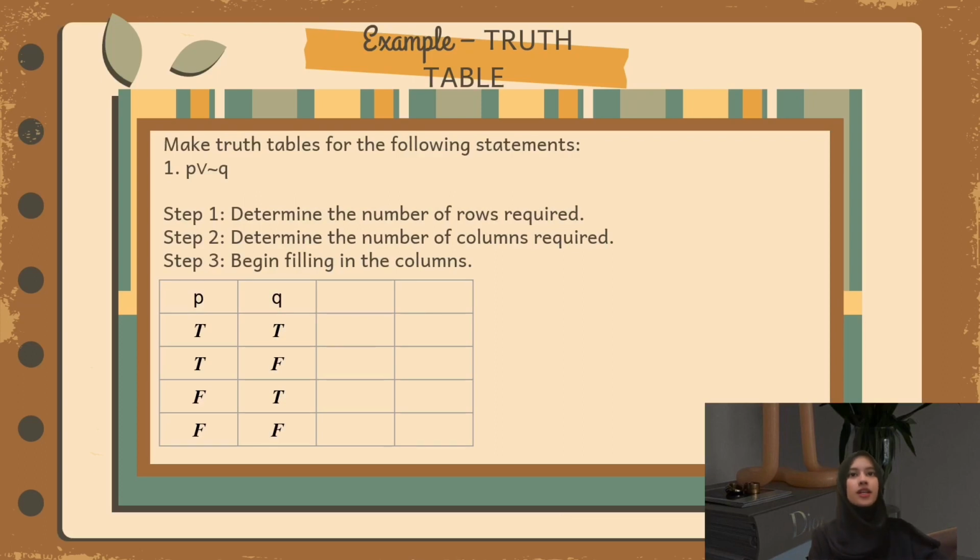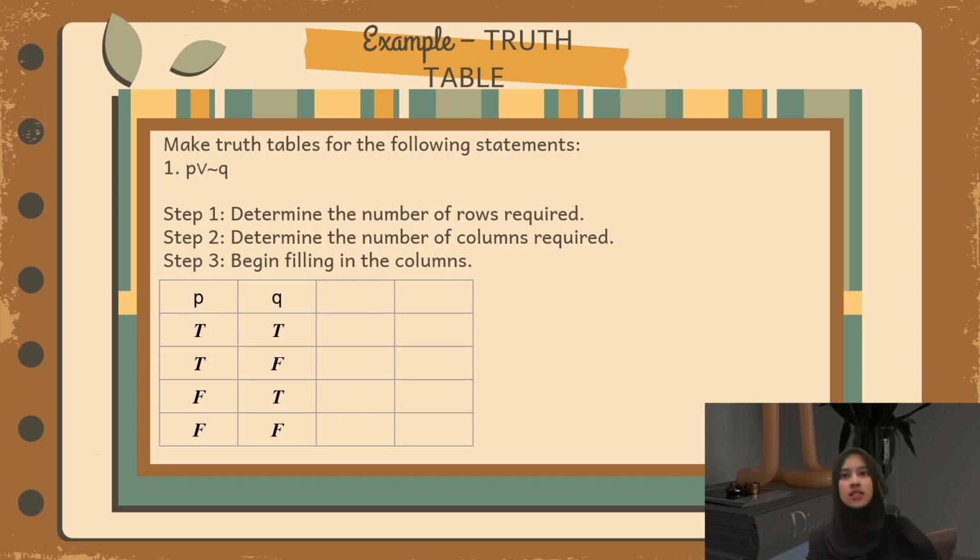So my name is Nina Nabila Rusaina binti Amran and I will continue with the example. Make the truth table for the following statement: P disjunction negation Q. For the solution, step 1, determine the number of rows required. Since the statement contains 2 basic variables, the truth table will require 4 rows because 2 squared equals 4.